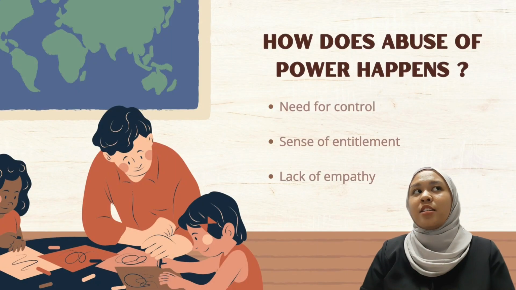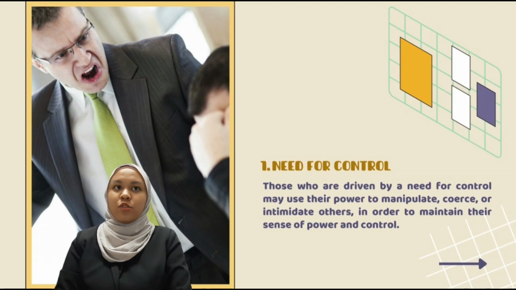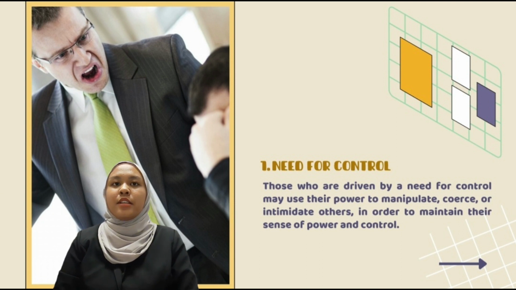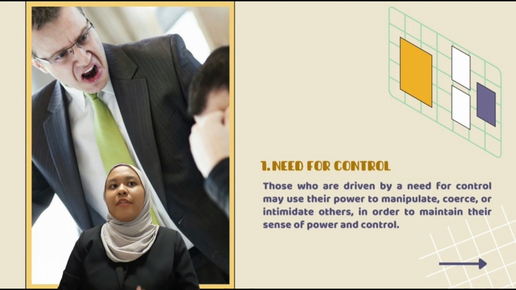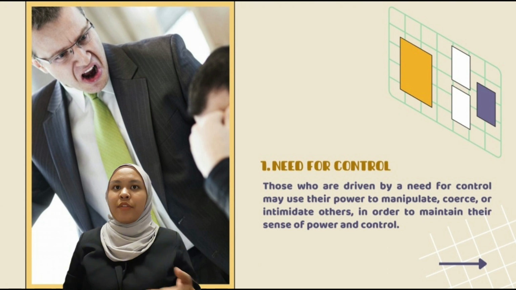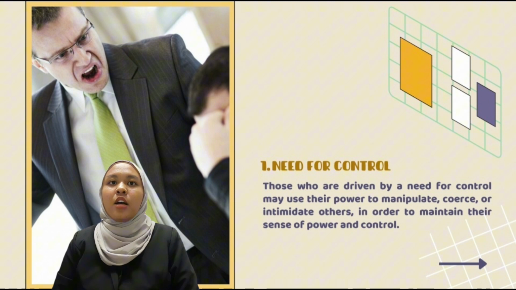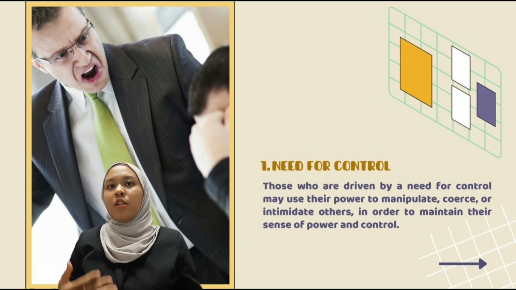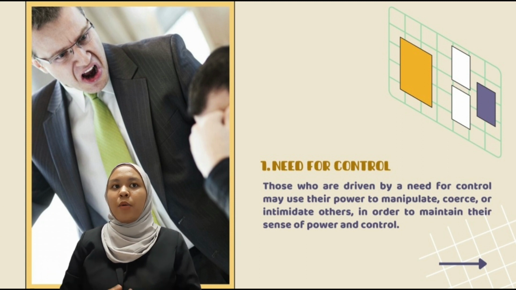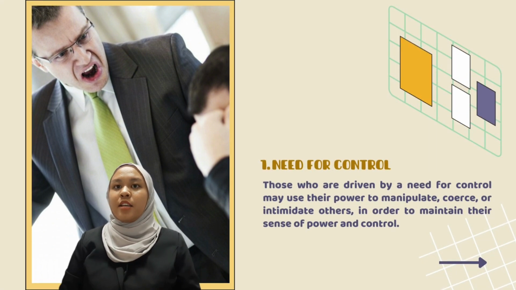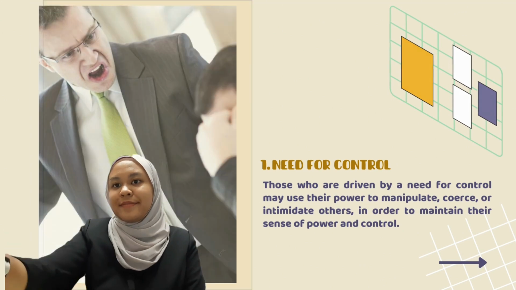So, how does abuse of power happen? The first point will be need for control. One of the most common reasons that people abuse power is a need for control. This can manifest in a number of ways, such as a desire to dominate others, a fear of losing control, or a need for validation and approval from others. Those who are driven by a need for control may use their power to manipulate, coerce, or intimidate others in order to maintain their sense of power and control.